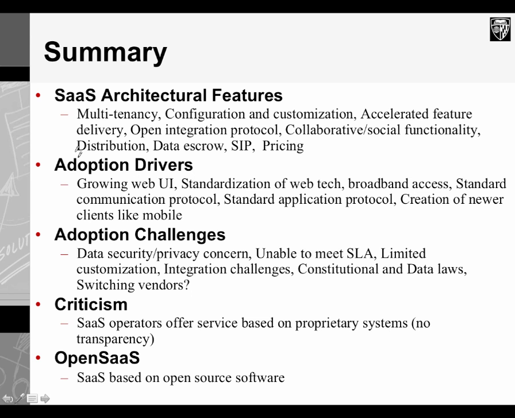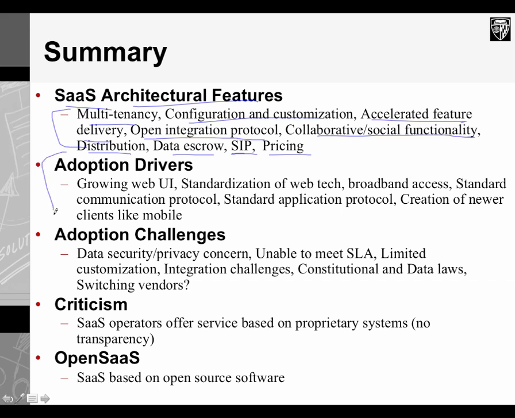So in summary, when it comes to SaaS architectural features, multi-tenancy, configuration and customization, accelerated feature delivery, open integration protocol, collaborative and social functionality, distribution, data escrow, SaaS integration protocol, and pricing are some of the key characteristics or architectural features for a SaaS application. You should keep this in mind when you're building your SaaS application, or when you're evaluating a SaaS product.